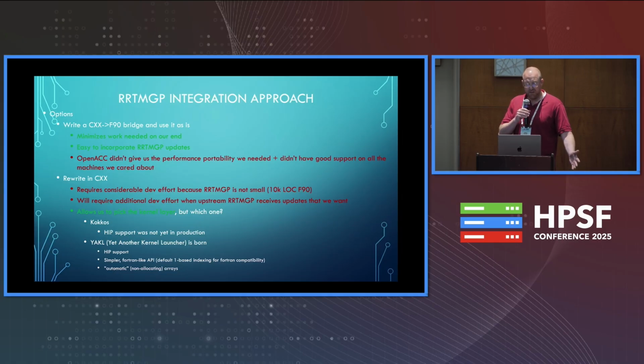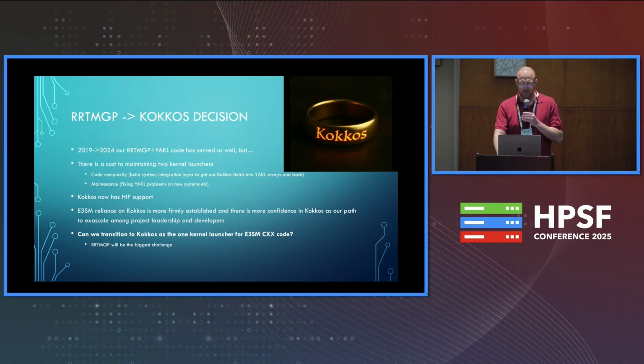So we evaluated Kokkos. At the time, HIP support was not yet in production, and there were some features that we really wanted. So we ended up rolling a new kernel launcher, yet another kernel launcher, also known as YAKL. It had HIP support, a simpler Fortran-like API with one-based indexing by default and automatic non-allocating arrays. Okay, so we made that decision.